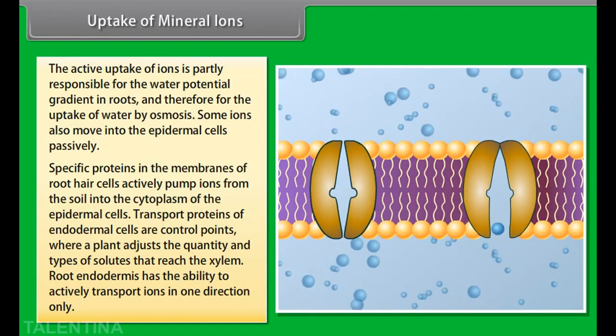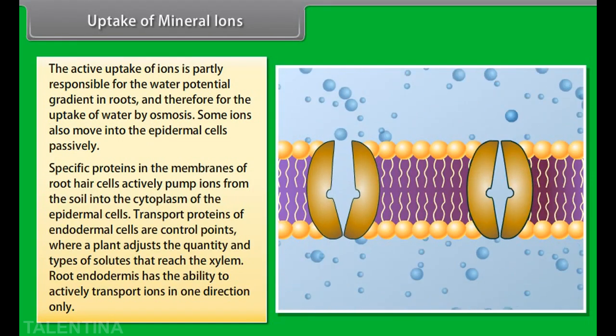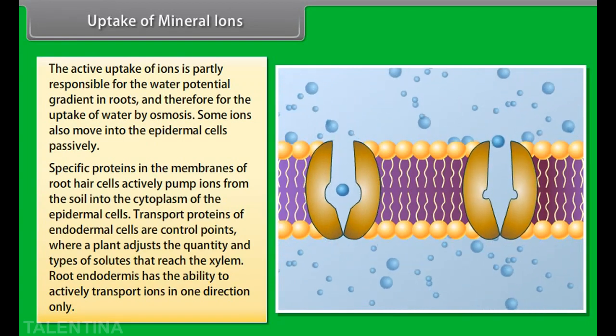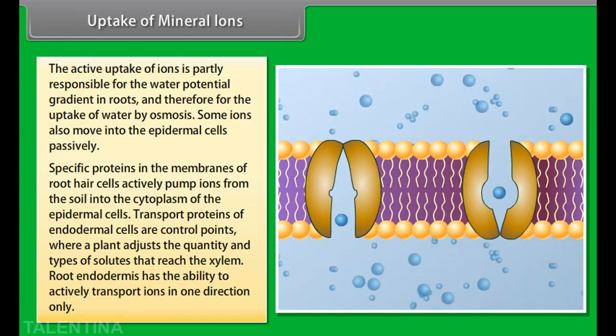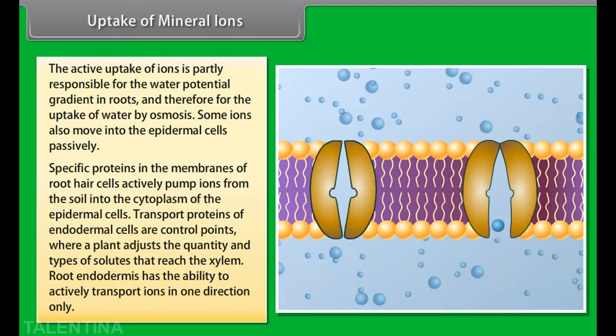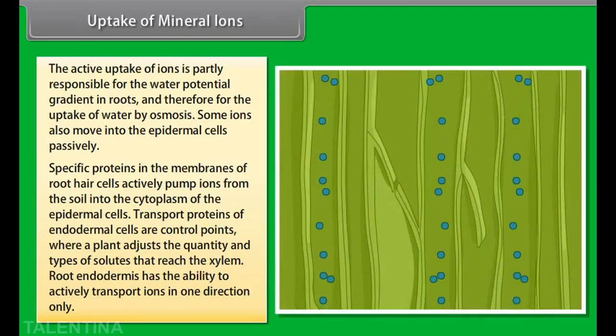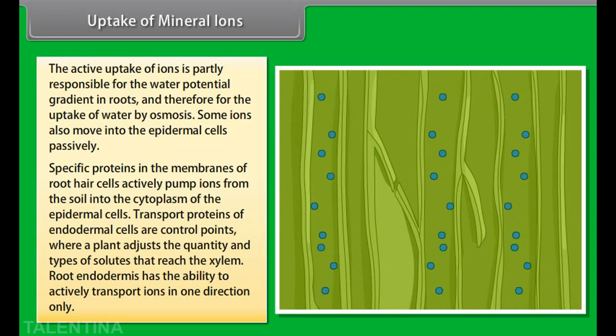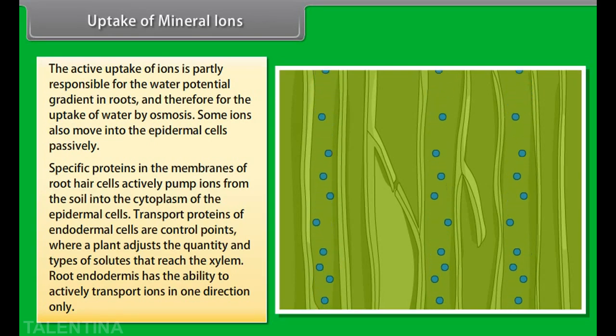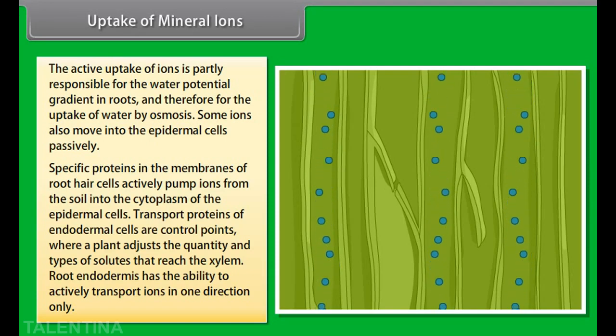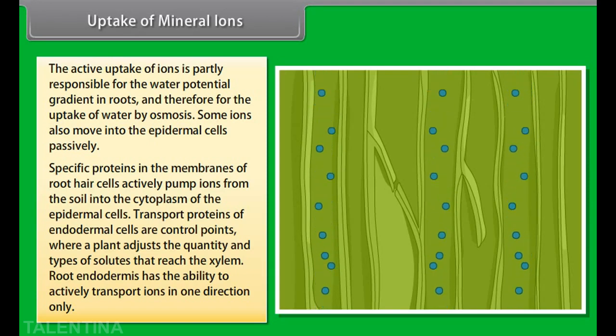epidermal cells. Like all cells, the endodermal cells have many transport proteins embedded in their plasma membrane. They let some solutes cross the membrane, but not others. Transport proteins of endodermal cells are control points where a plant adjusts the quantity and types of solutes that reach the xylem. Note that the root endodermis, because of the layer of suberin, has the ability to actively transport ions in one direction only. Translocation of mineral ions.